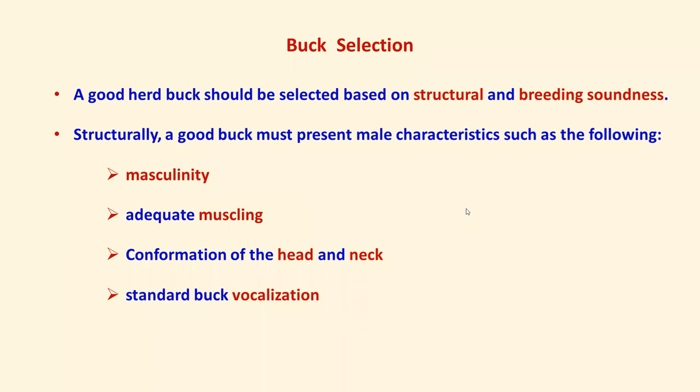For selecting the buck, firstly we'll see the body conformation trait, means how is the structure of the body. Then we'll see the breeding soundness, and to see that, firstly we will see the masculinity of the male animal. Then we'll see whether there is adequate muscling of the animal or not. Then we will see how is the conformation of the head and neck. And then for seeing the breeding soundness, we will have a check on whether the vocalization of the buck is standard or not.